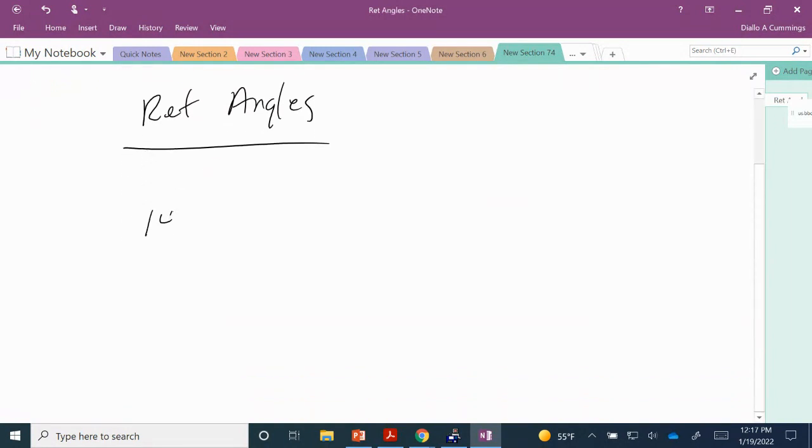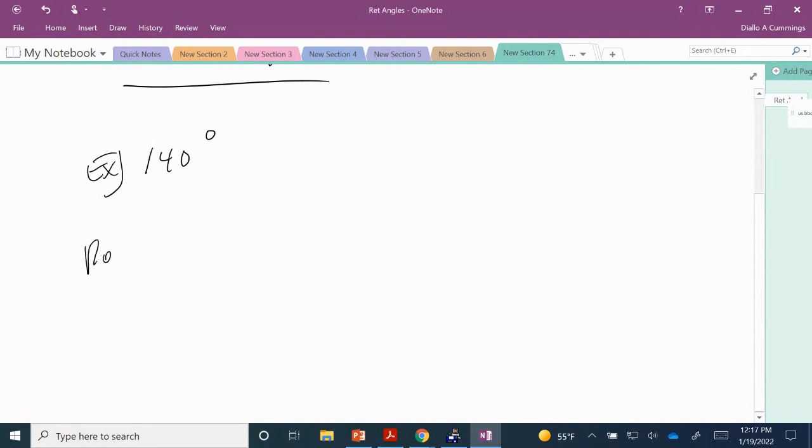All right, so for the 140-degree angle, for our reference angle chart, it's in the second quadrant. So that reference angle formula is 180 minus the given angle, which is 140. So we would have a reference angle of 40 degrees.